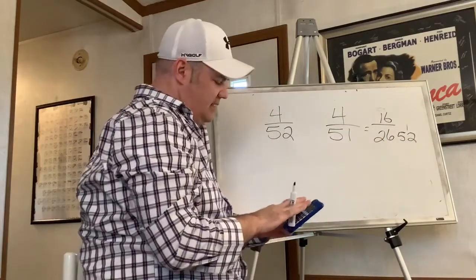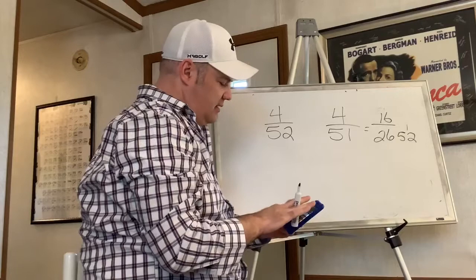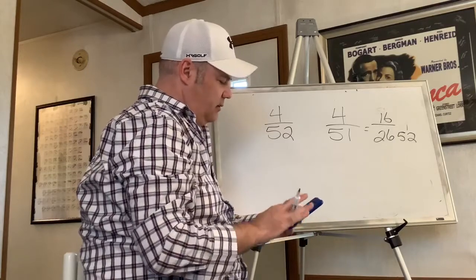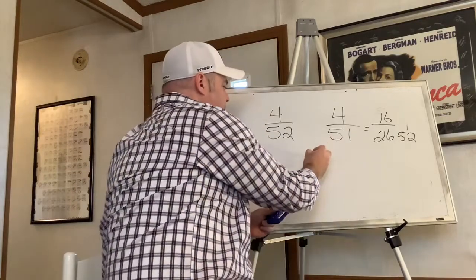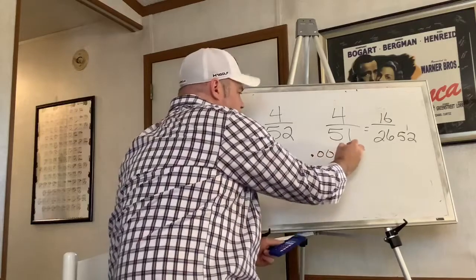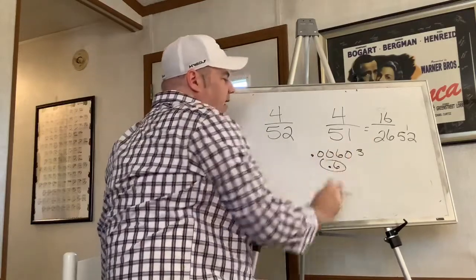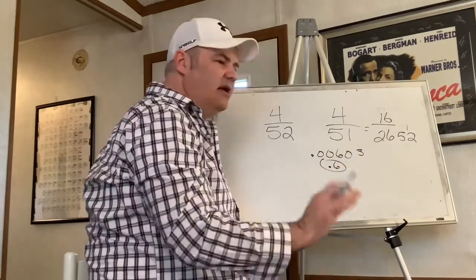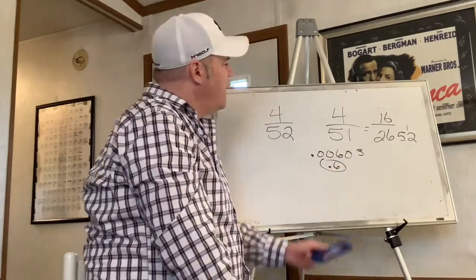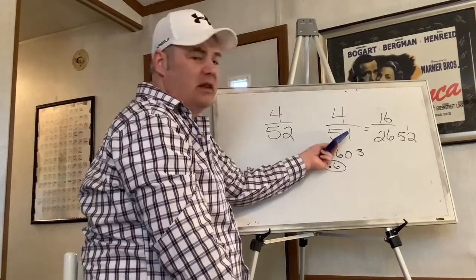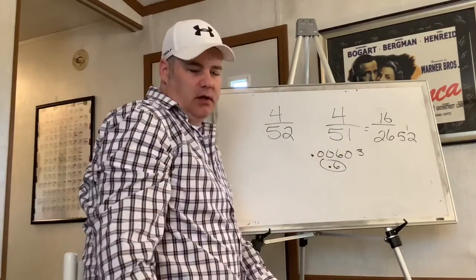And then we're going to take 16 and divide it by 2,652. So now it's 0.00603. And so we move it twice. It's still 0.6, but we didn't have to round this time. It was just a little bit higher percentage because you had one less card to be wrong on.